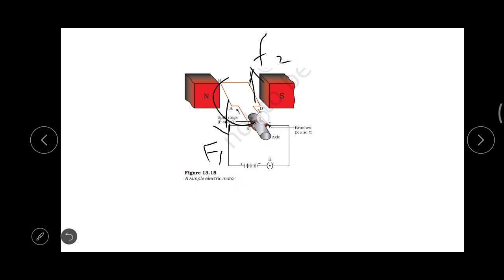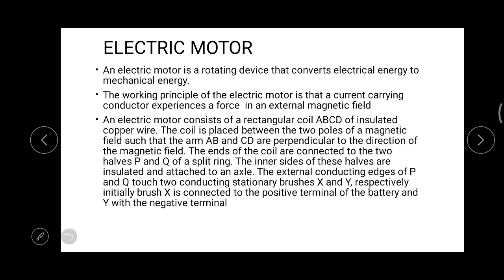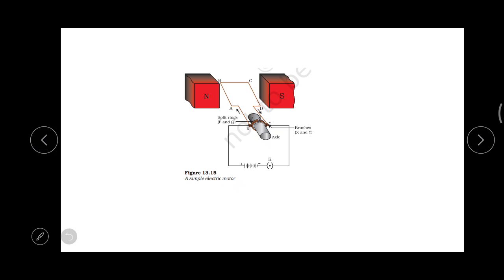It will start rotating in the anti-clockwise direction. Now, before that, as it rotates continuously, what will happen if you are connecting the wires from the battery directly? As it starts rotating, the connection will break.